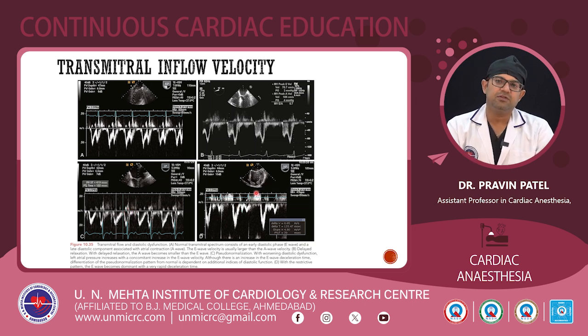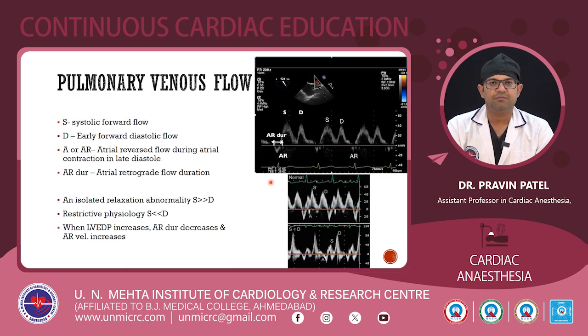In the restrictive phase of diastolic dysfunction, you see the E wave is much higher than the A wave, approximately more than 3 times the A wave. That way you can see the diastolic dysfunction.